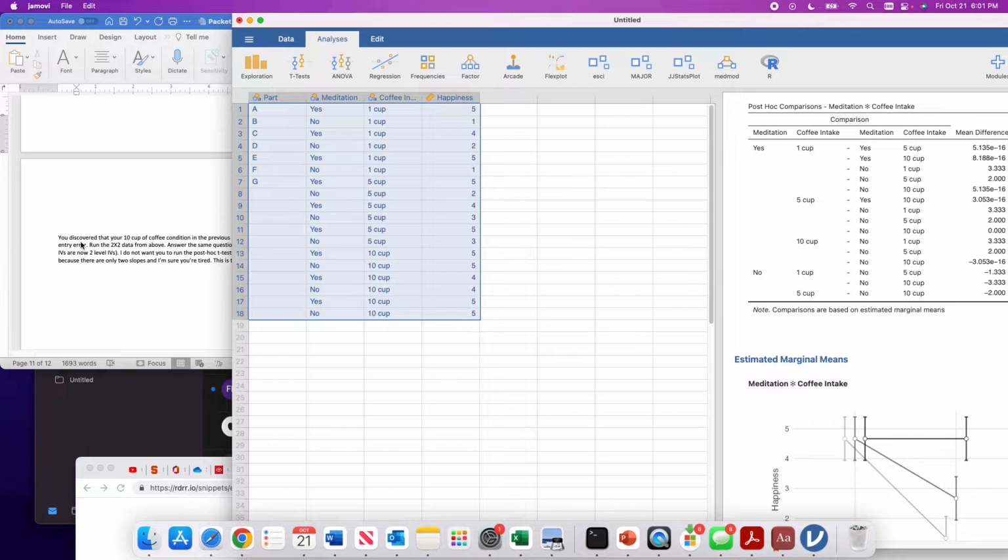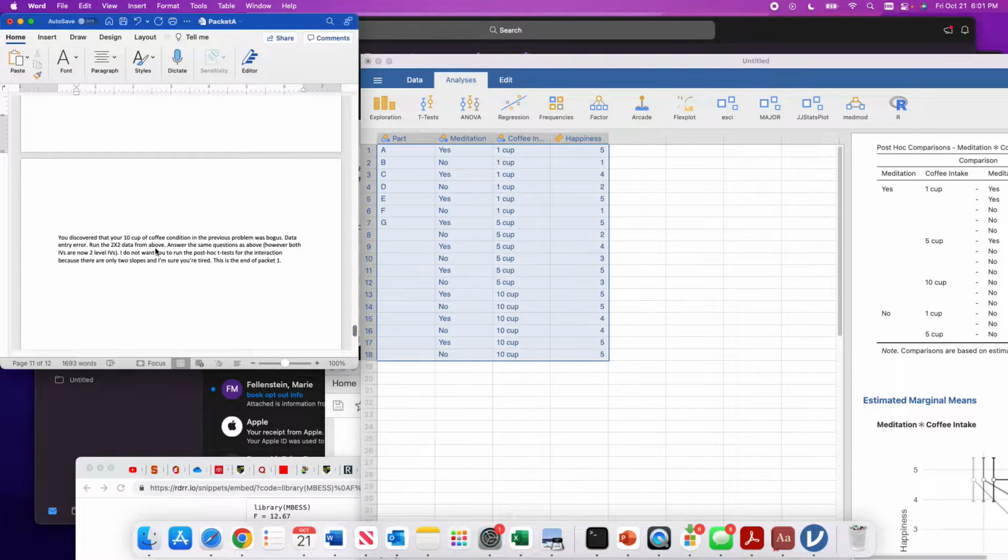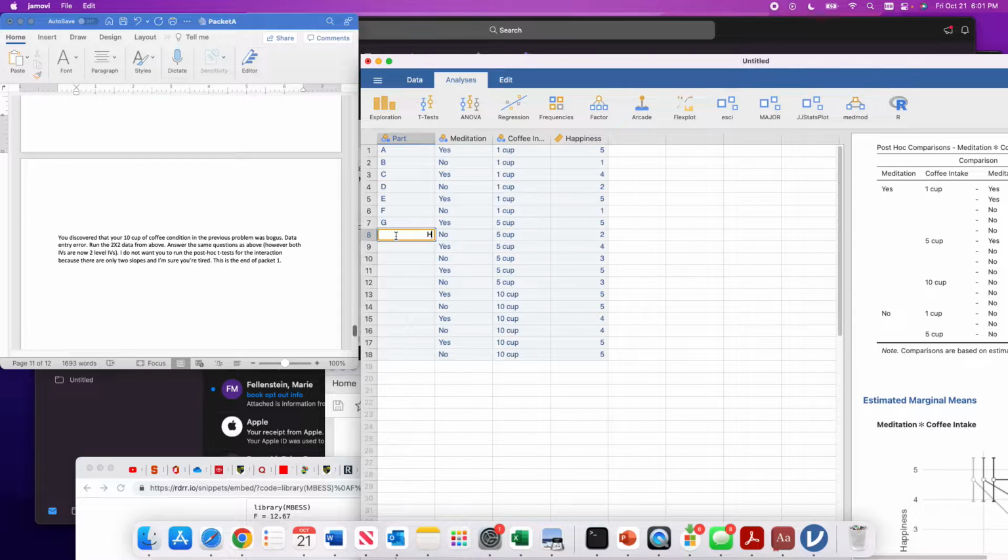All right. So now you discovered, oh, what's going on here, friend? You discovered your 10 cup coffee condition in the previous problem was bogus, bad data, a data entry error. Run the 2 by 2 ANOVA from the data above. This is 2 by 2 between. This is the exact same data I had before.